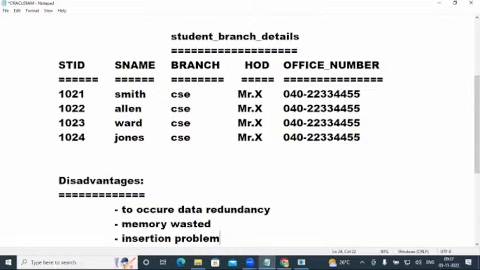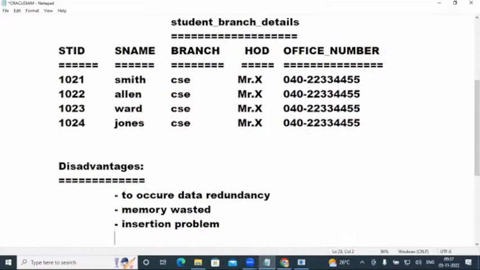Now along with this, next, if I want to do any modification on this table, for example, Mr. X has left my college. When he leaves your college, compulsorily the college management will appoint a new HOD. Then the new HOD's name is Mr. Y.